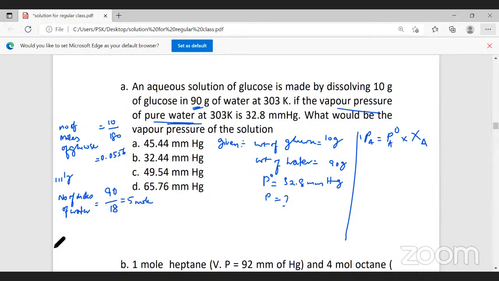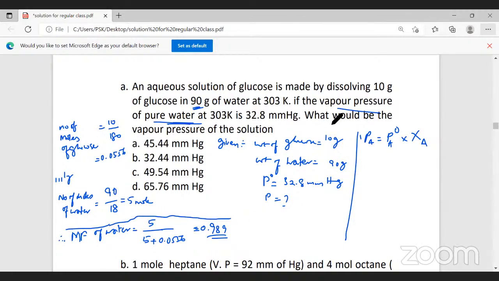Now, therefore I can write the mole fraction of water. What will be the mole fraction of water? You tell me, anybody? Number of moles of water, 5, divided by number of moles of water plus number of moles of glucose in this case, so the total number of moles of the solution. Simplifying this, you will get the value 0.989. This is the mole fraction of water.